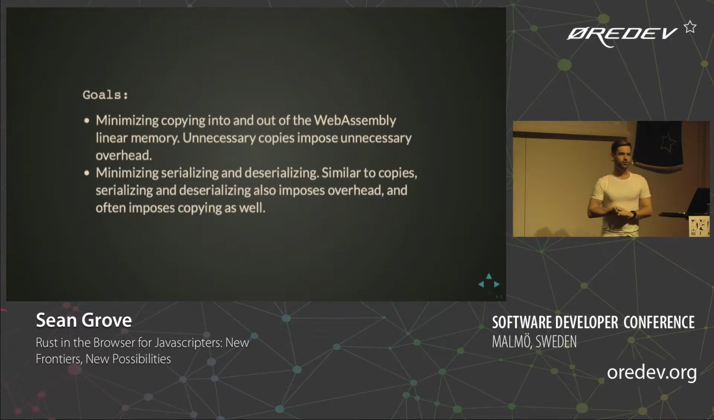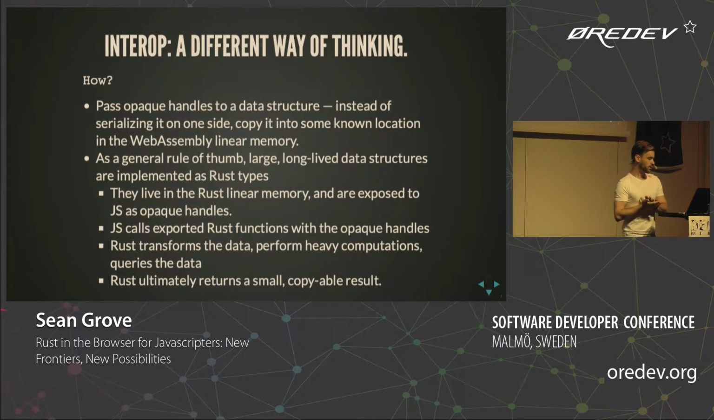So whenever we're doing interop, we have this goal that as much as possible, we want to expose an interface from the Rust side that minimizes copying, serialization, and deserialization. And the way to typically do this is via pointers. So as opposed to that initial naive approach, JavaScript would load up some WebAssembly. Rust would expose a number of functions. But one of those functions would typically be create the world, or create an object.